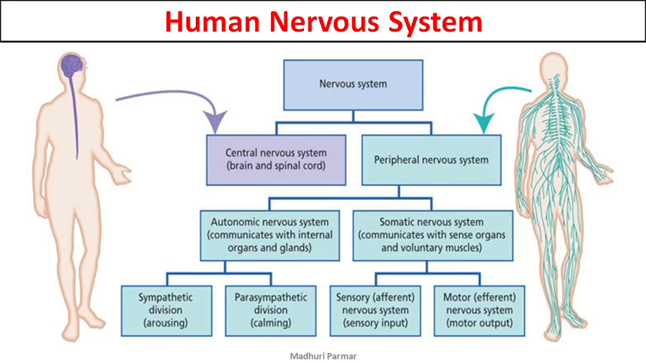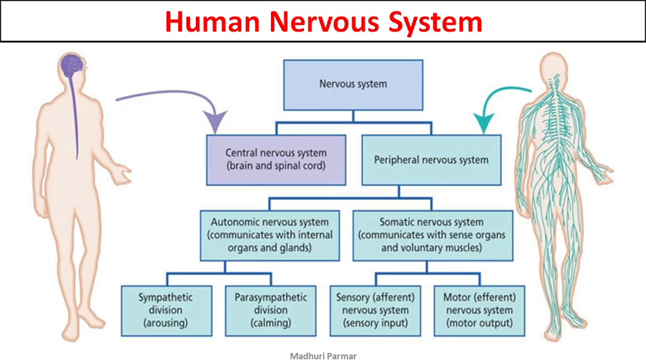Okay, all the secretions, all the functions will be taken care of without your knowledge. So that is the autonomic nervous system. Then you have the somatic nervous system. The somatic nervous system is actually in your control.